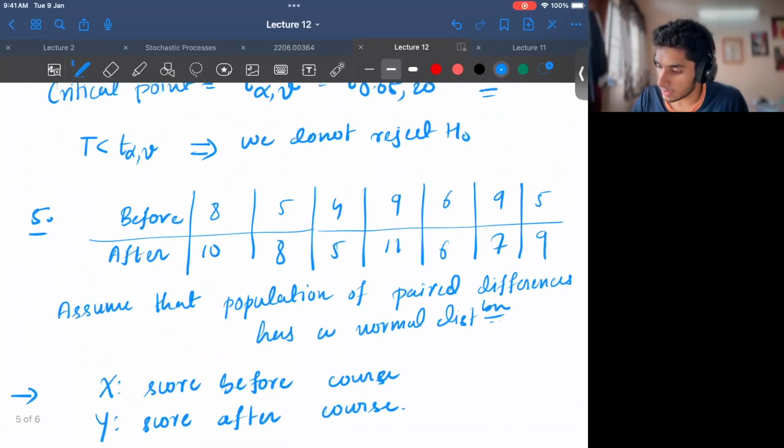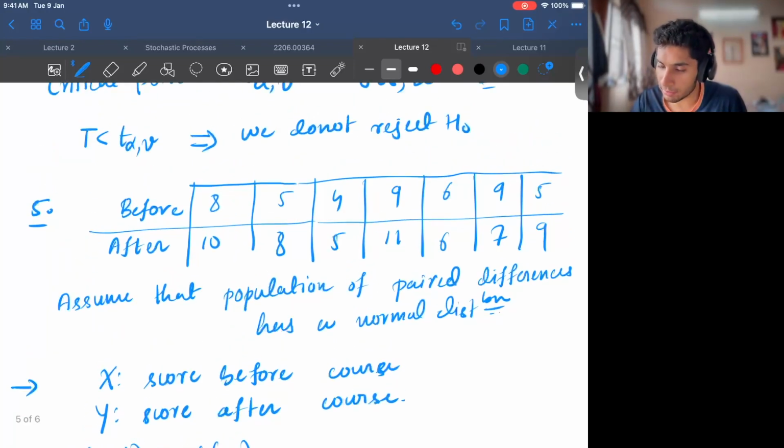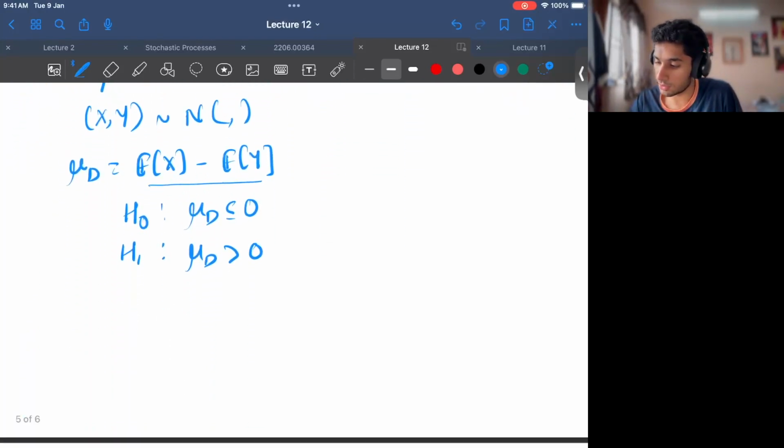So if you look at the data, what will be the differences? You need to first calculate the differences here. If you calculate the differences, it will be 10 minus 8, which is 2. 8 minus 5 is 3. 5 minus 4 is 1. 11 minus 9 is 2. 6 minus 6 is 0. 7 minus 9 is minus 2. 9 minus 5 is 4. So this is the data of differences that is given to you.